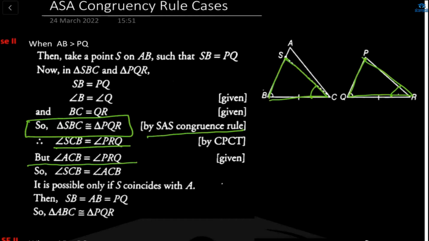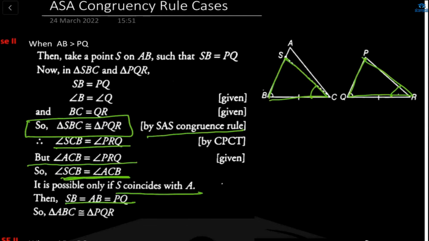How can it be possible that S coincides with A? Ma'am, because of CPCT? Which one? Ma'am, that SB is equal to AB is equal to PQ. ACB is equal to PRQ. No, ma'am. Ma'am, if the two triangles are congruent to each other, then SB is equal to AB is equal to PQ, right? AB is equal to PQ. No, AB is equal to PQ.